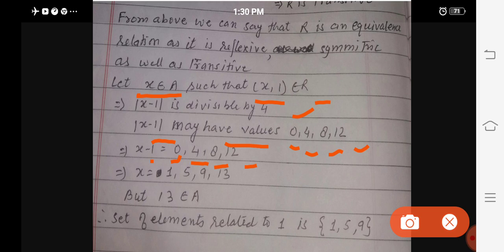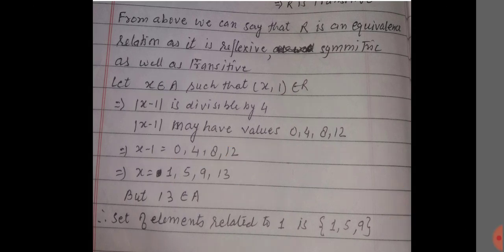So from here we can say x may have the values 1, 5, 9 and 13. Since in the given set A, 13 is not existing, the set of the elements related to 1 will have the elements 1, 5 and 9. Okay. Now let us come to the next question.